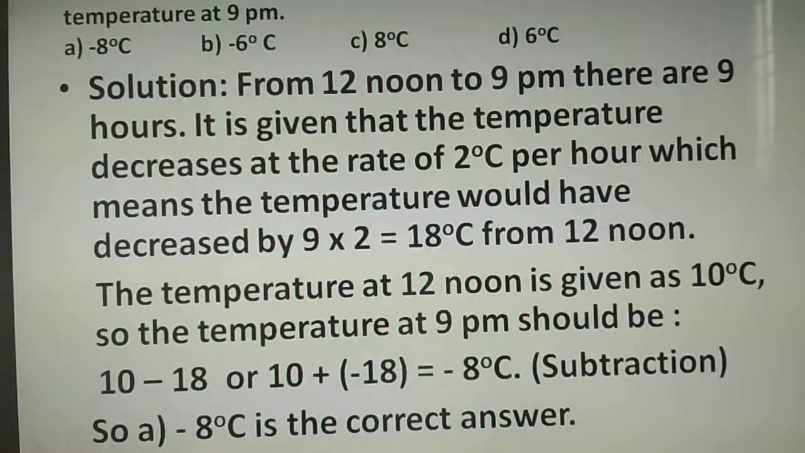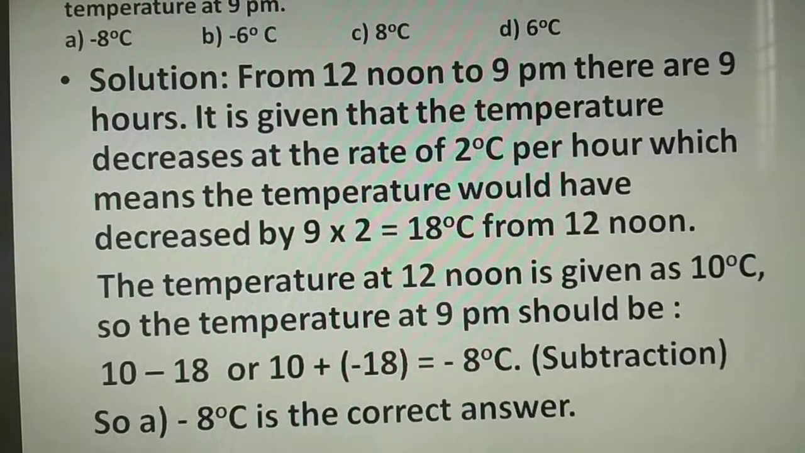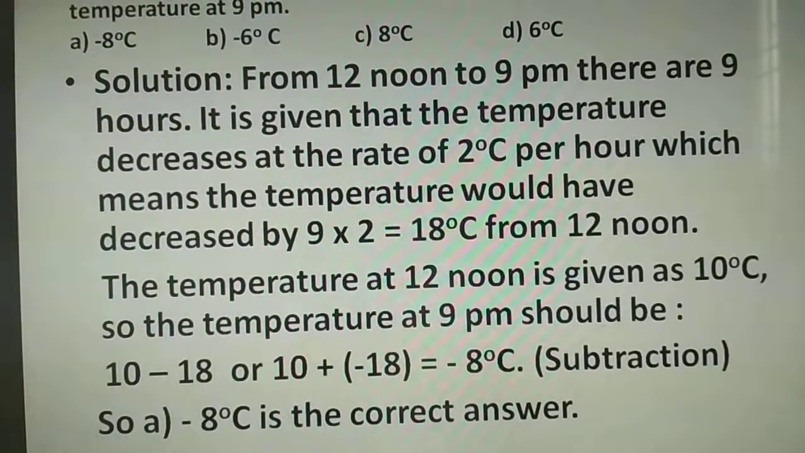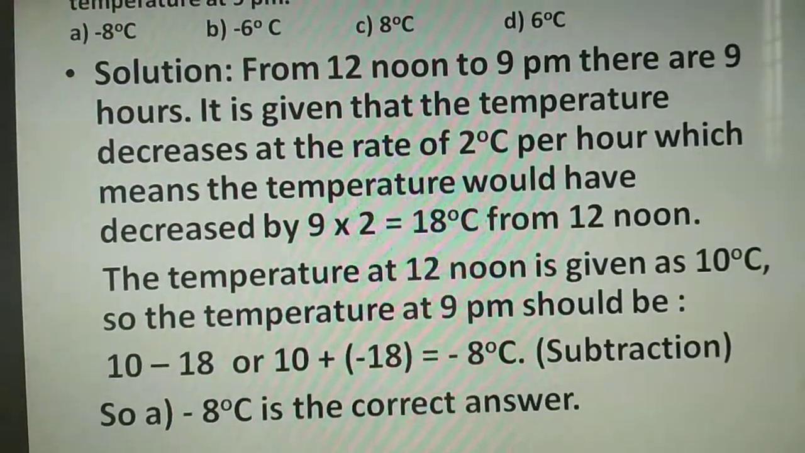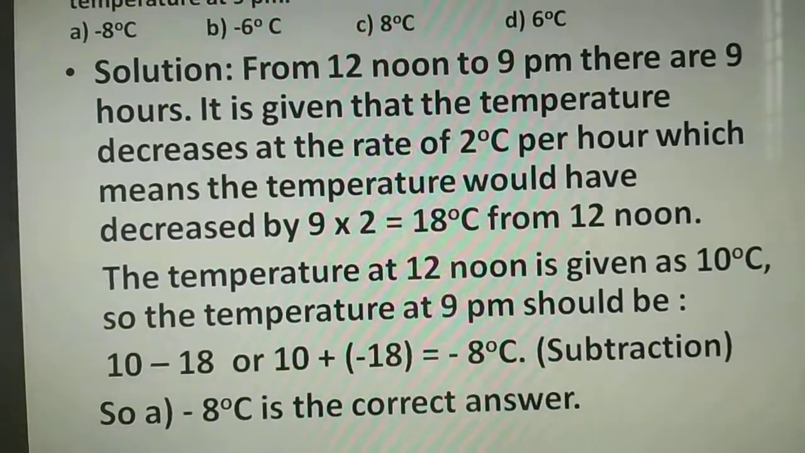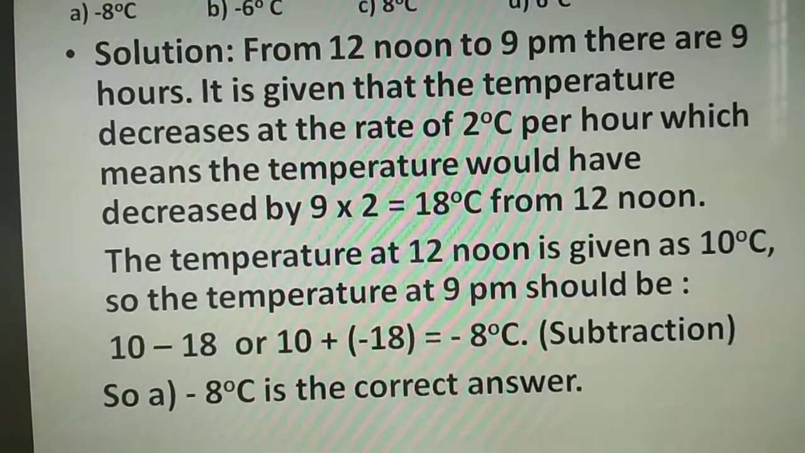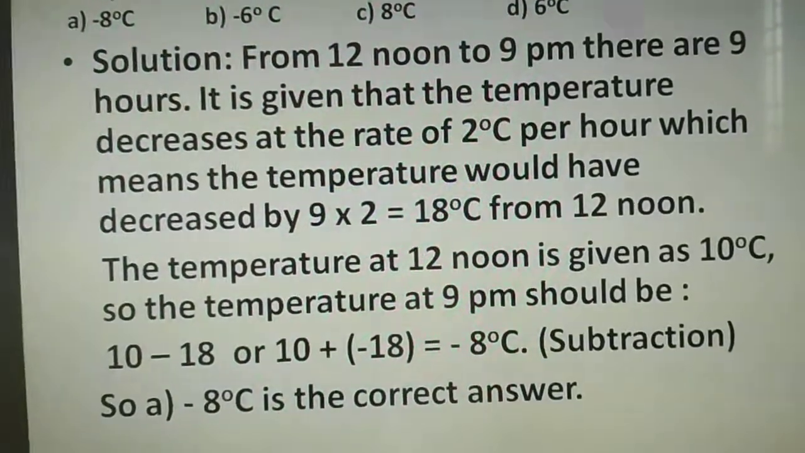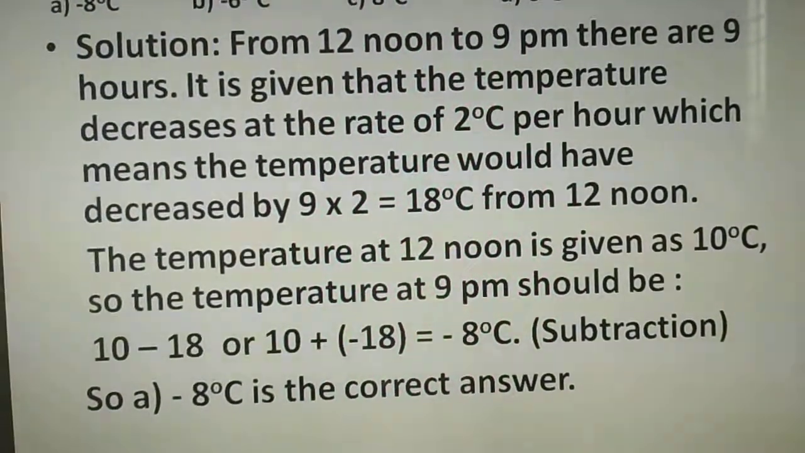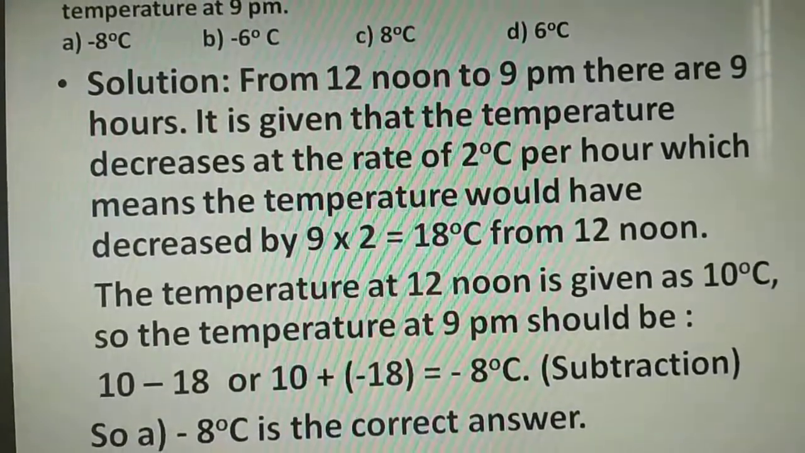10 minus 18, or if you do the subtraction by the additive inverse method, 10 plus minus 18. Both ways you will get only minus 8 degrees Celsius, which is the correct answer. So option A, minus 8 degrees Celsius, is the correct answer.